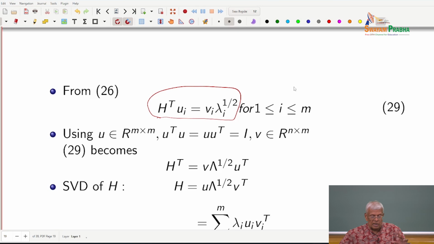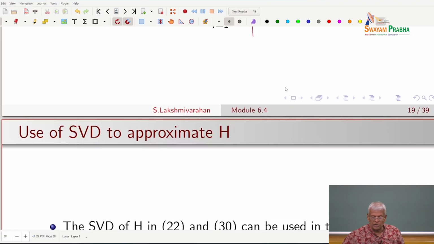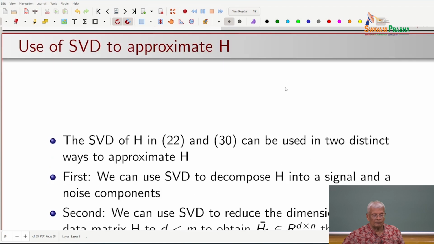Everything is parallel. It may look like I am going a little fast, but I am talking about the same quantity for the dual case where m is less than n. Therefore, the SVD of H in this particular case is given by this, which is again the sum of the outer product. So, the weighted sum of the outer product, lambda i to the power half times the outer product matrix. So, 30 is the counterpart.